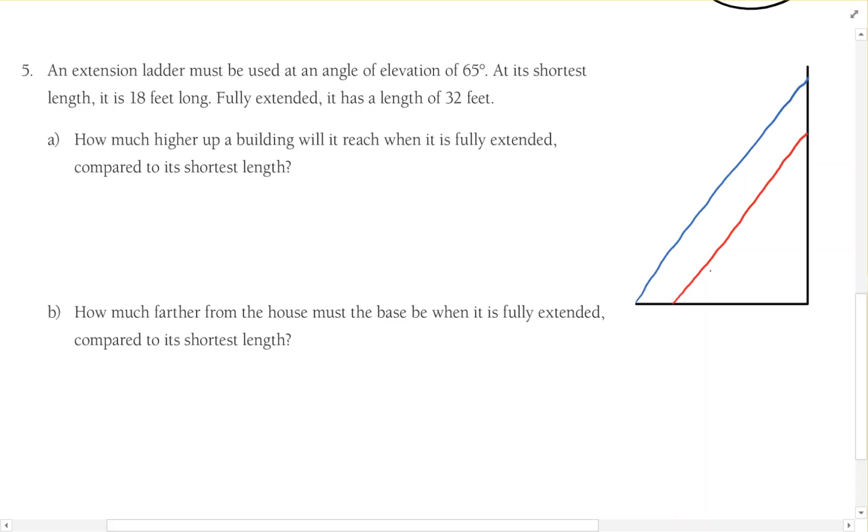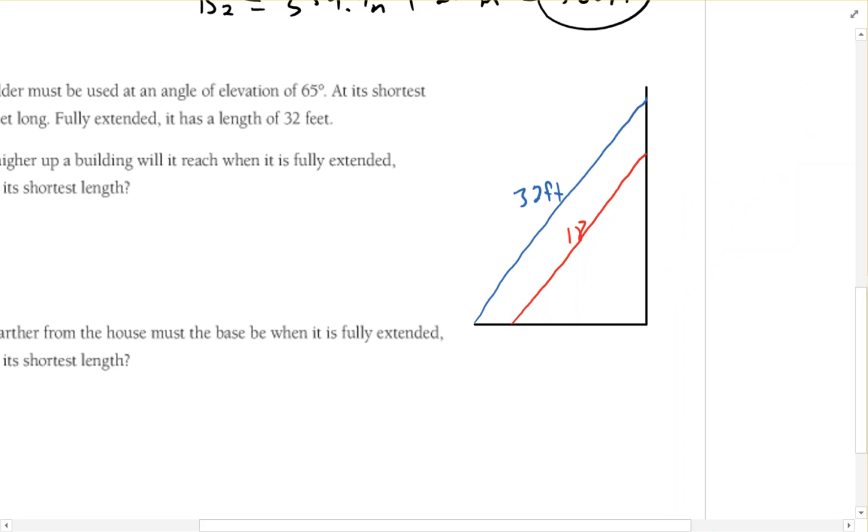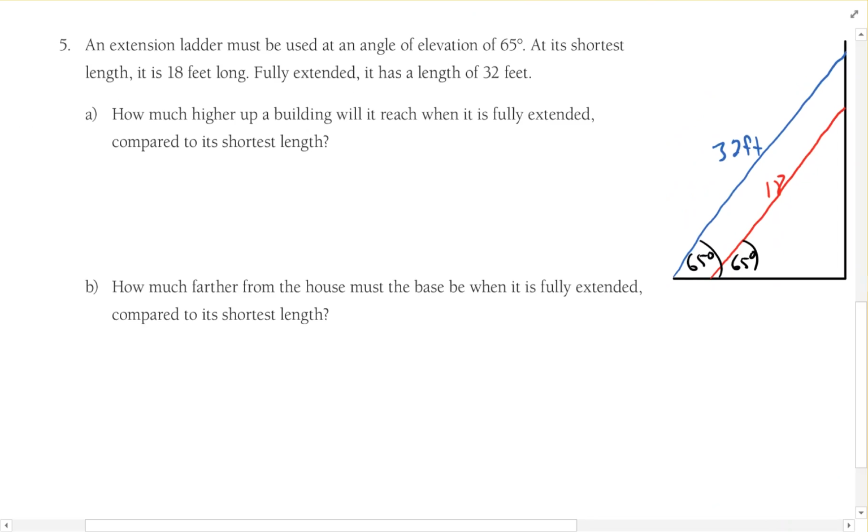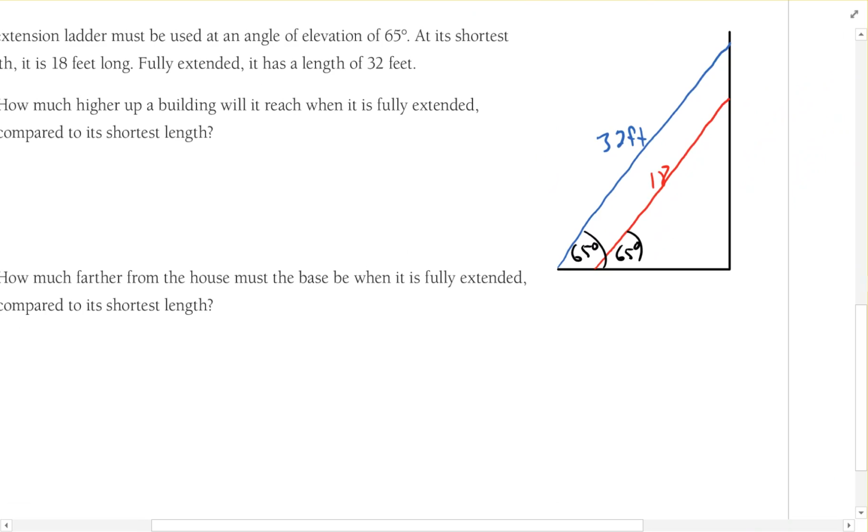So the red one's going to be my shorter ladder. So that would be 18 feet long. And then the blue one is going to be my longer ladder, which is 32 feet long. I didn't really draw these to scale very well at all, but you get the idea anyway. Okay, so now we know that the angle of elevation here is going to be 65 degrees for both of these. Right? 65 degrees.